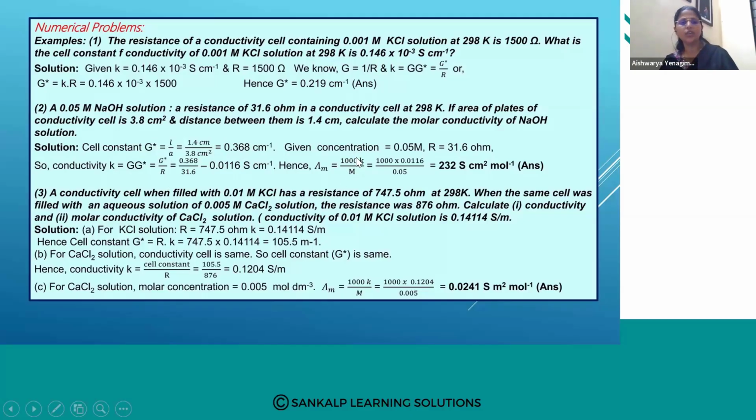Lambda m is equal to, as we have seen in our previous slide, 1000 into kappa into 1000 by M. 1000 is the conversion factor. And how much is my kappa? I've got here 0.0166, divided by 0.05. Substitute, simplify, and you will get this much answer. Similarly, you can take other numericals also.